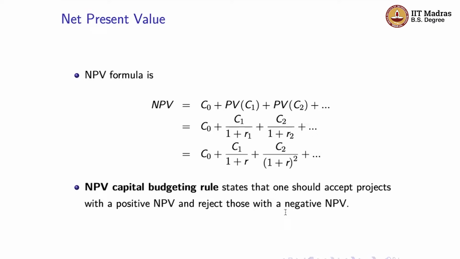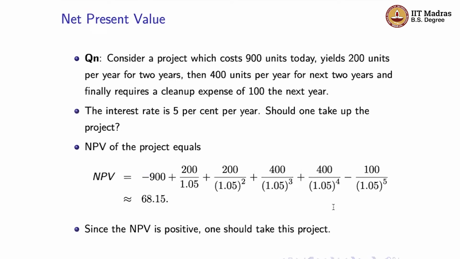And if the NPV of a project is 0, then one is indifferent between accepting or rejecting, right? So let's take an example to see how this works out. Imagine that you have a project which costs 900 units today, and it's going to yield 200 units per year for 2 years starting from year 1. And then after that, it's going to yield 400 units per year for the next 2 years.